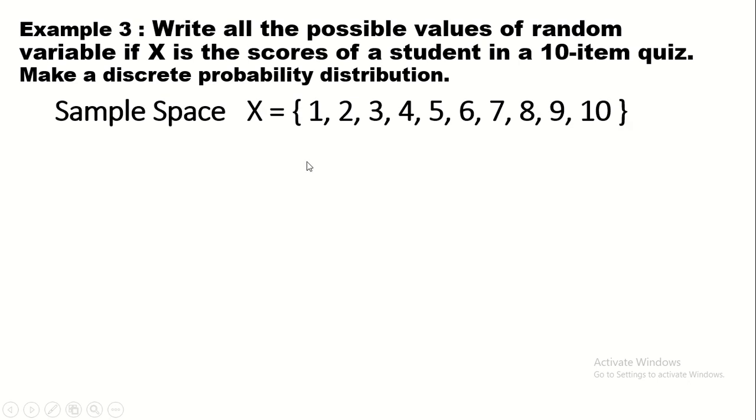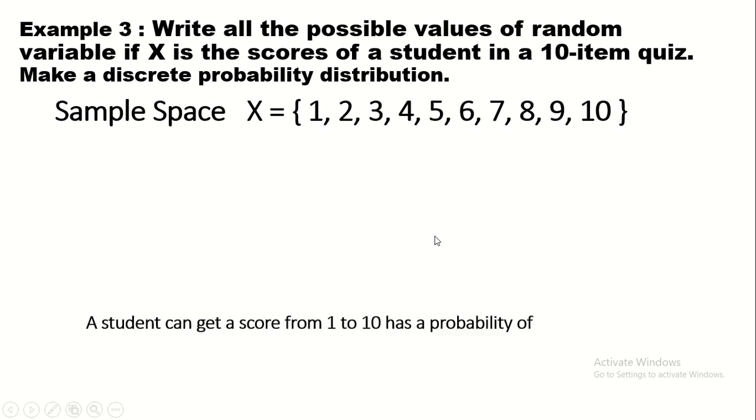So, ibig sabihin, ang pwedeng makuha ng bata sa 10-item quiz ay pwedeng 1, pwedeng 2, pwedeng 3, or even 10. Isa rito ang pwede niyang makuhang score sa 10-item quiz, or pwede rin naman 0. Pero nag-start na tayo sa 1. Kapag hindi siya nag-review, pwede siyang makakuha ng 1, or 2, or 3. Or kapag nag-review naman siya, pwede siyang makakuha ng 7 hanggang 10, kahit ma-perfect niya. So, isa rito ang pwedeng maging score ng isang estudyante sa 10-item quiz.